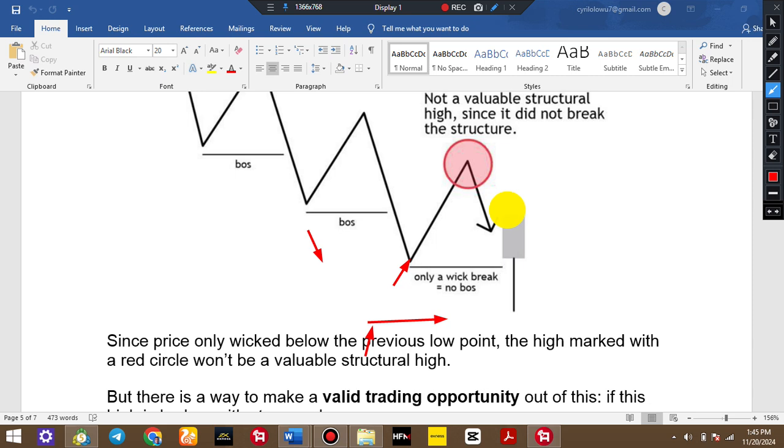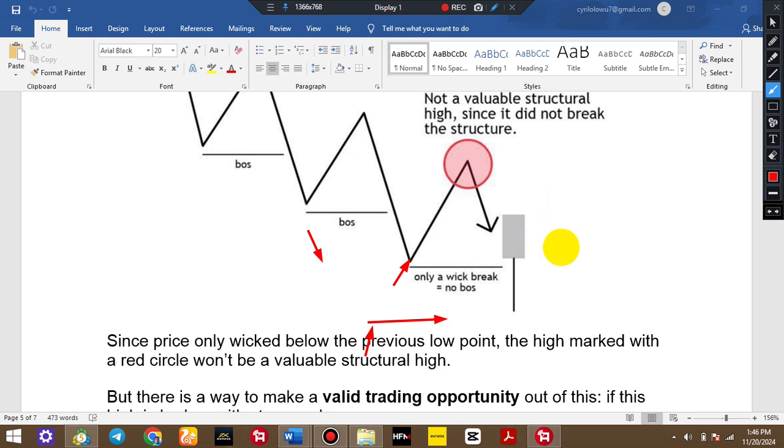So a high is not valid. A higher low is not valid until it breaks structure, because if it doesn't break structure, more or less it's a care of liquidity. If it breaks structure and price breaks above it or below it next time, then we assume a kind of reversal in the trend.